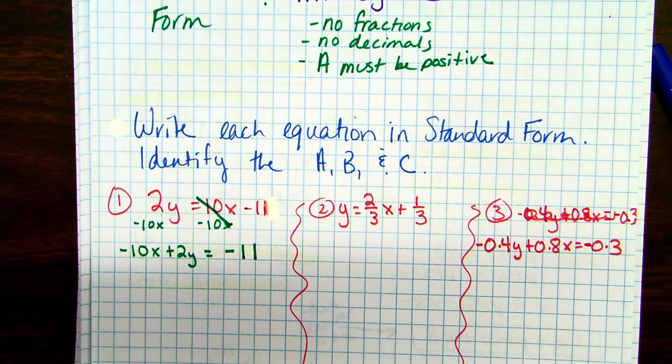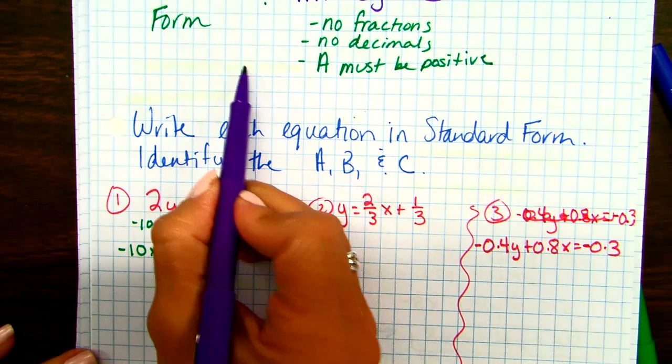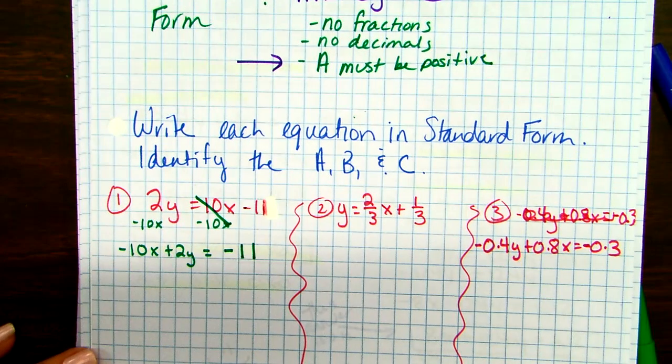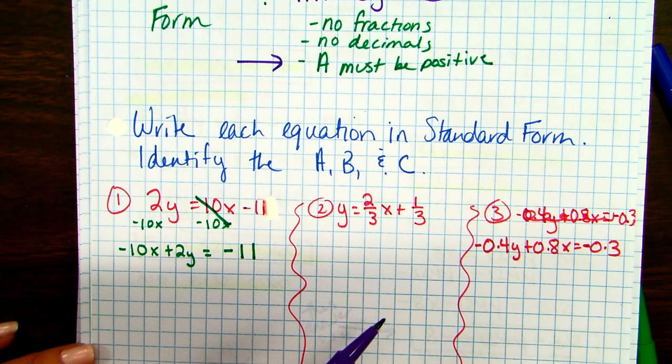We don't have any fractions, we don't have any decimals, but we do have to take care of this part of it. A, which is the number that's hanging out with X, is negative, and it's supposed to be positive. I want to change it. How do I change it? Somebody. What did you say? Times by negative 1. Just that one?